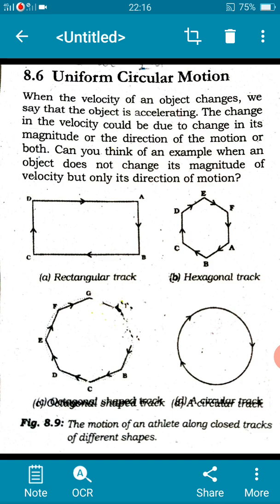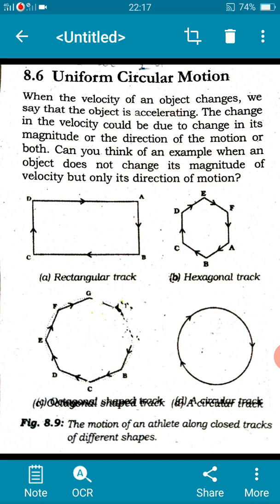So how the velocity of an object can be changed, we have already learned: either by changing the speed, or by changing the direction of motion, or by changing both speed and direction of motion. Is that clear to you? Now, see that picture, what is shown there. The first picture shows what shape? Rectangular. So it shows the path of an athlete along a rectangular track.